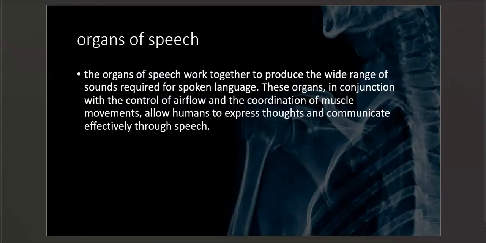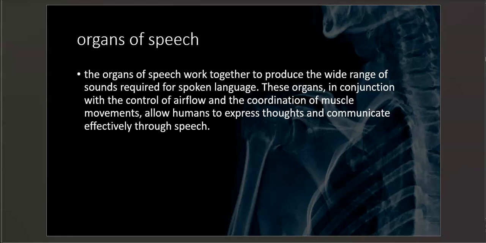So the organs of speech work together to produce the wide range of sounds required for spoken languages. These organs, in conjunction with the control of the flow of air and the coordination of muscle movements, allow humans to express thoughts and communicate effectively through speech. So these organs of speech, they're the ones that help us express ourselves. For example, you're happy or you're sad. These organs work together to produce a wide range of sounds.